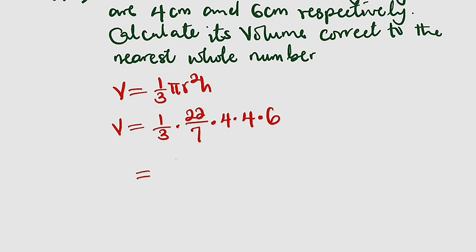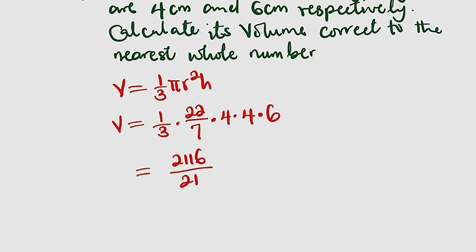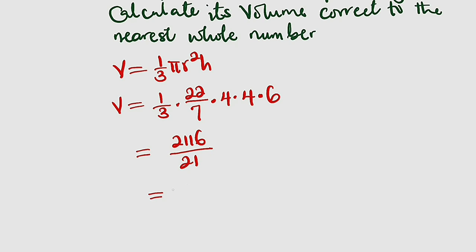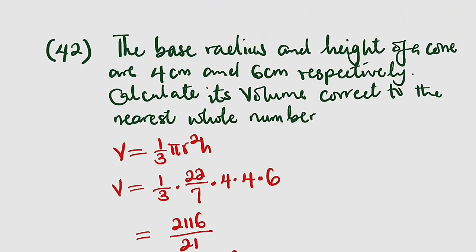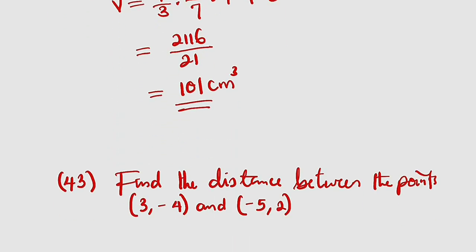That will give us 2,112. Then you divide by the denominator, 3 times 7, which is 21. And if you divide this, you're going to get 101, correct to the nearest whole number. And what will be the unit? cm cubed. All right, let us move on to question number 43.